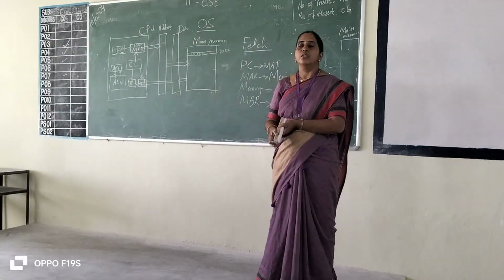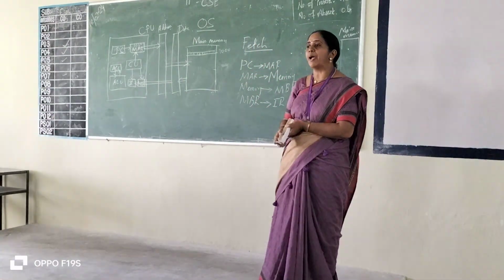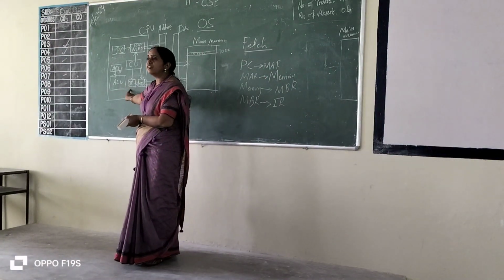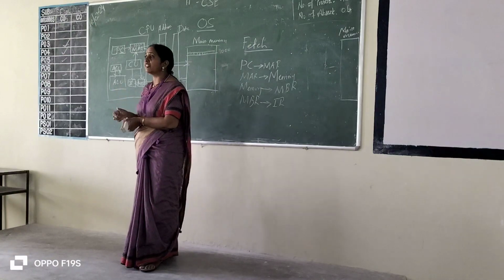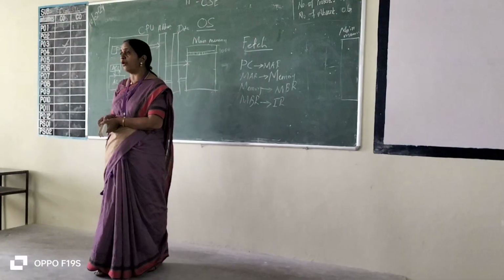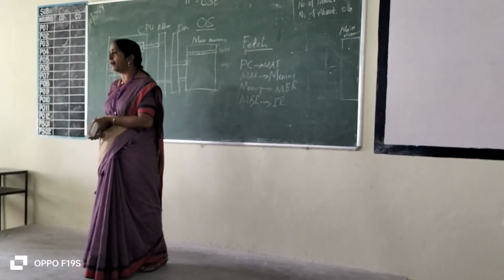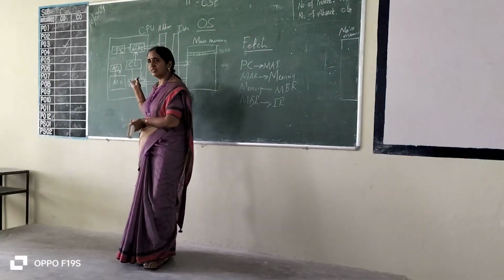Understand? So instruction decode is happening within the instruction register. That is, this instruction register will determine what operation needs to be performed, and how many operands, meaning some data.